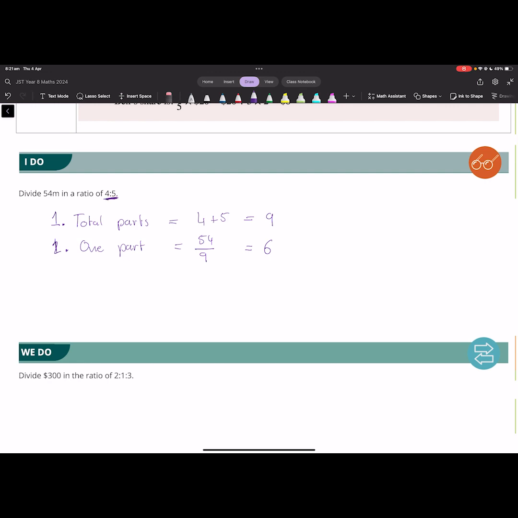So now to divide the 54 into the 2 different amounts, 4 parts to 5, we just need to do 6 times 4 and 6 times 5, and we'll get 24 and 30. And you just want to maybe do a quick check at the end that these 2 numbers add up to what you started with, because they should.